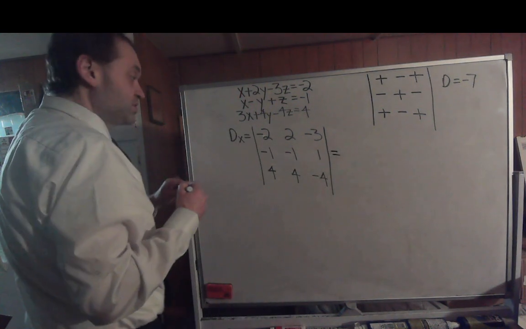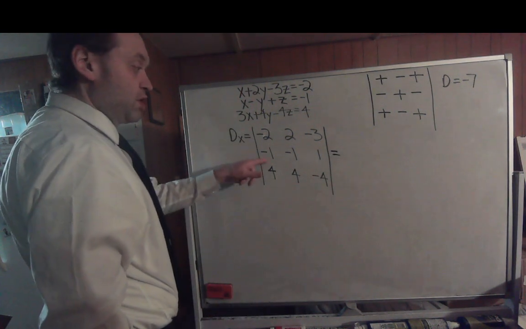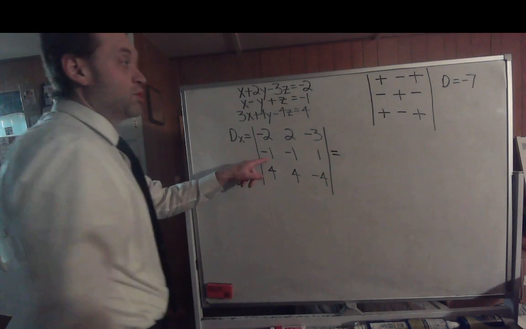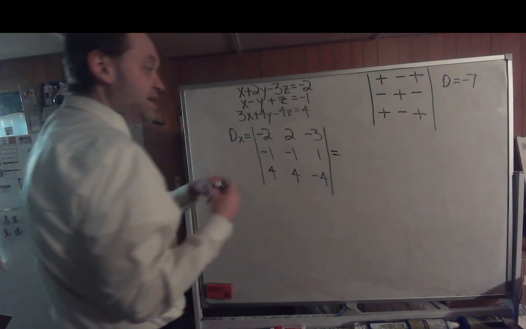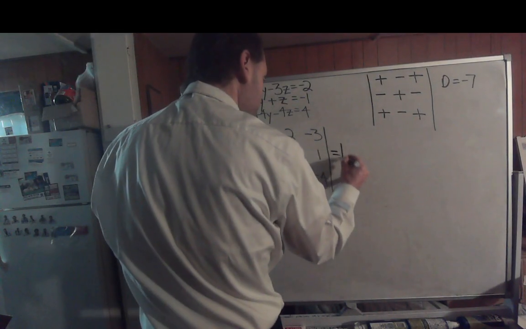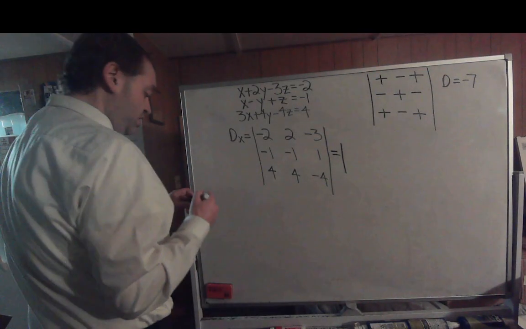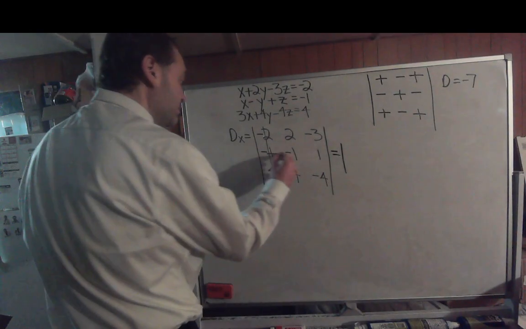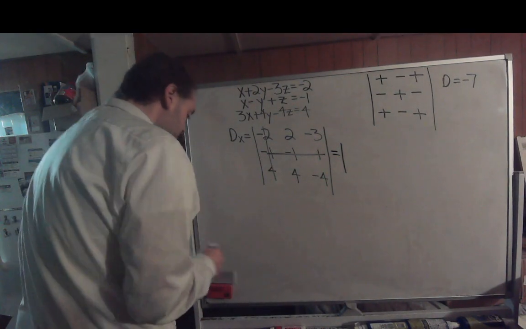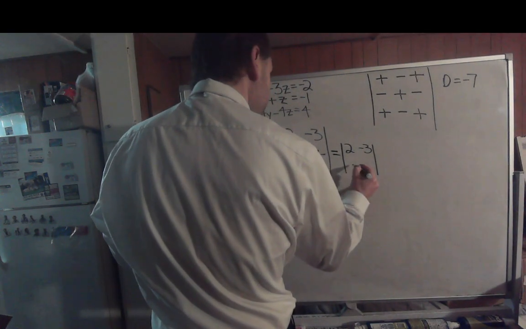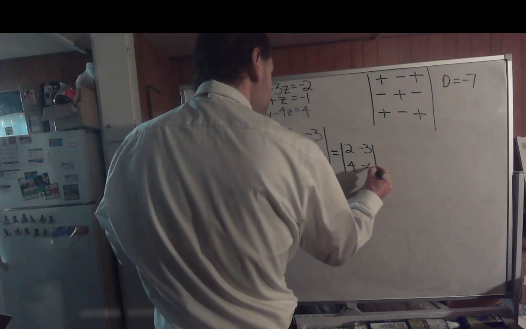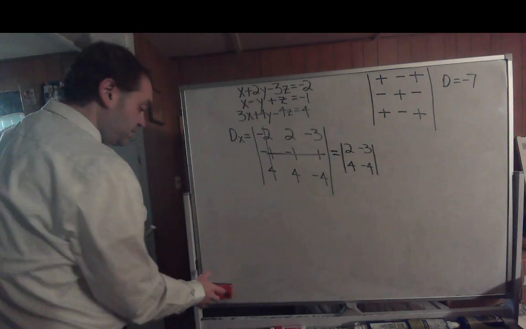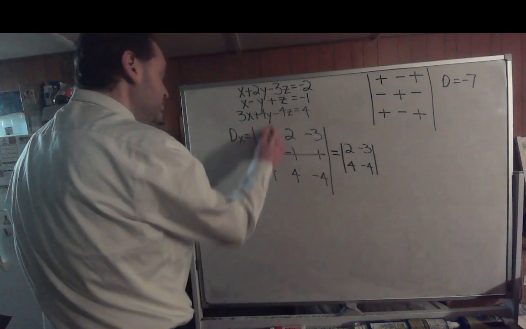So my first coefficient this time in the second row is -1, but according to my sign matrix, I need to negate that -1, so it'll be positive. So it'll be the positive determinant of whatever's left over once I strike out the first column and the second row. So the resulting determinant is going to be 2, -3, 4, -4. Alright, so there's the first determinant. Now I'm going to rebuild this.